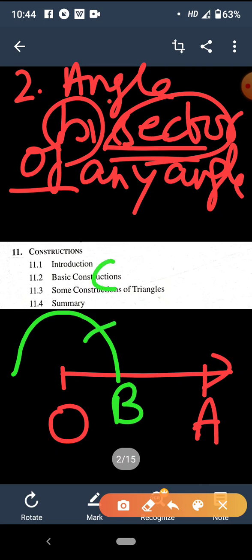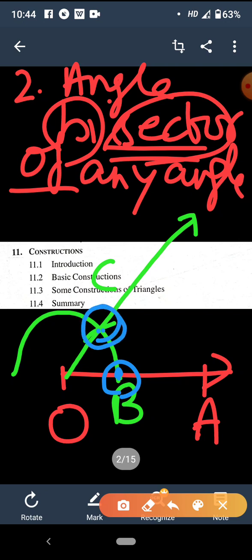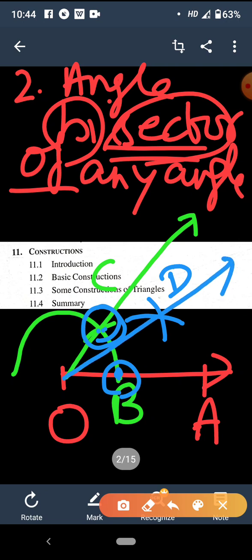Now, by taking the same radius and putting the compass at B, I have drawn an angle of 60 degrees. Now you want to make the bisector of this angle. So what you will do, children, if you want to bisect any angle, just put your compass at the extreme point. By putting your compass at B and at C, you will draw arcs. These arcs will meet at D, then you will join D. So this is your angle bisector.